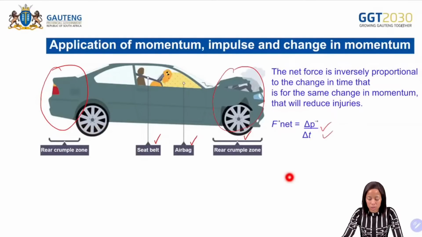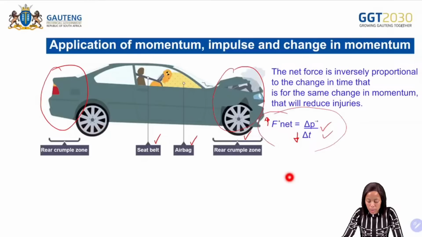And then how are you going to explain it? You are going to explain it using this formula here, which says the net force is inversely proportional to the change in time. So that means that if the net force increases, then the change in time will decrease, and that is for the same change in momentum. That will therefore reduce the injuries that a person would have if they were involved in an accident.